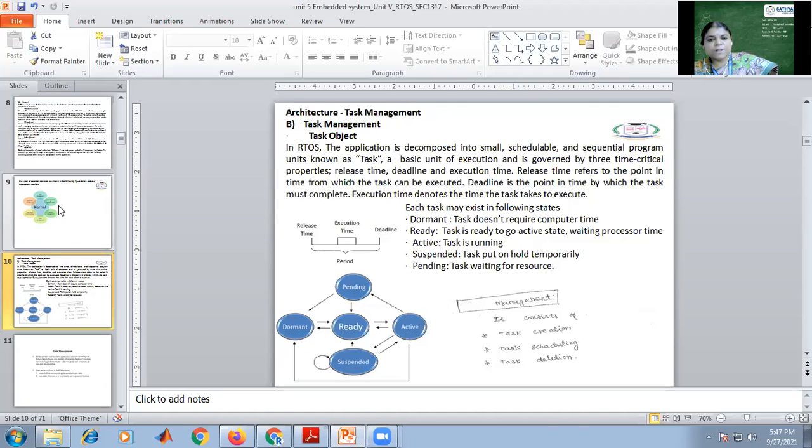In this example, release time refers to the point at which the task will start to execute, that is 9 o'clock. Deadline is the point in time by which the task must be completed, that is 12 o'clock. And the in-between time, the 3 hour duration, is the time required for you to write the exam. That is the execution time. So this is how it goes.